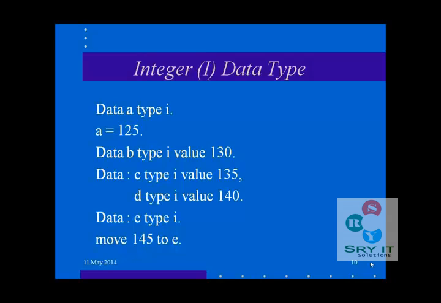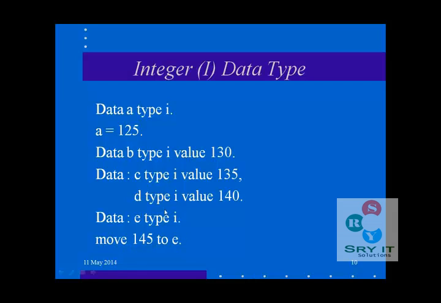Data A of 5 type I, A equal to 1 to 3, 1 to 5. Data B type I, value 130. So this is one example, assigning the value with equals. This is another example, assigning the value in the declaration part. And this is another example, declaring multiple data objects with a colon and commas and assigning the value at the same time. And data colon E type I, assigning the value with the move operator.